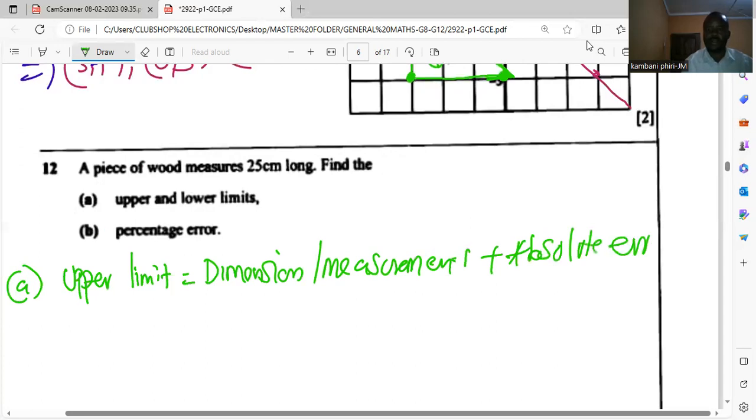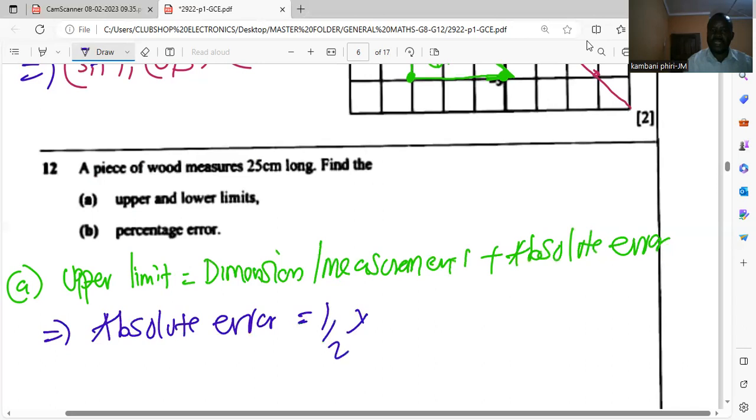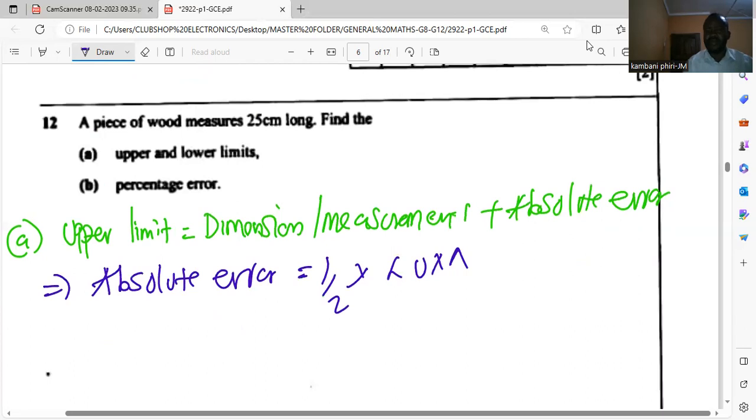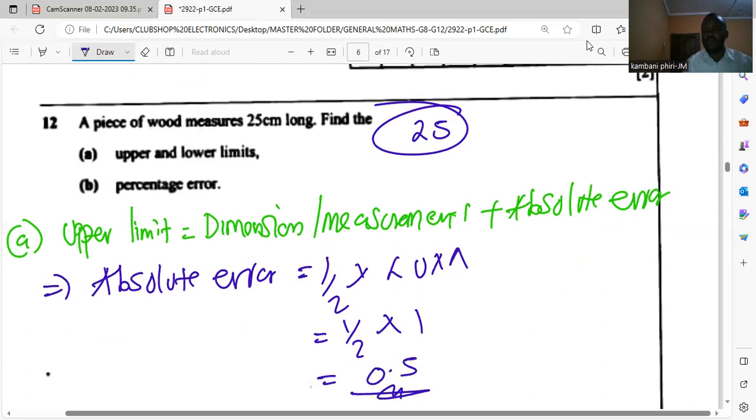Now, how do we get absolute error for this one? So we're going to say this implies that your absolute error is equal to half times the least unit of measure. Now, for any whole number, the least unit of measurement is 1. Here 25 is a whole number, it doesn't have a point. So this will give us 0.5. In other words, any whole number has an absolute error of 0.5.